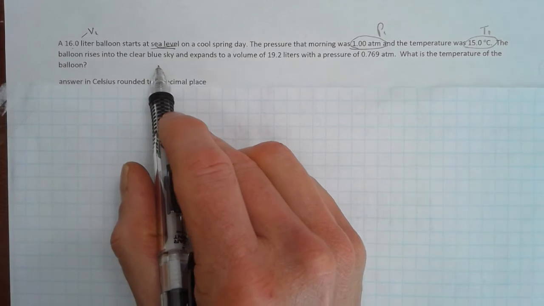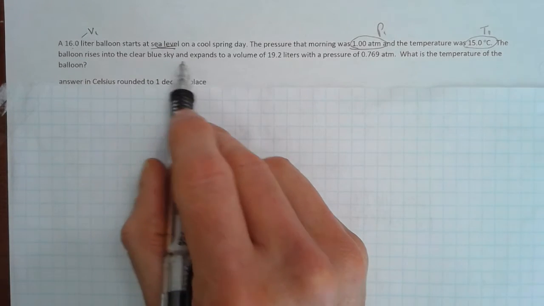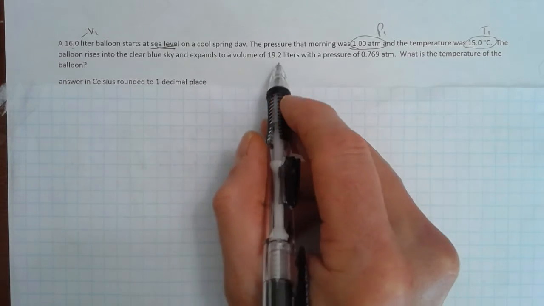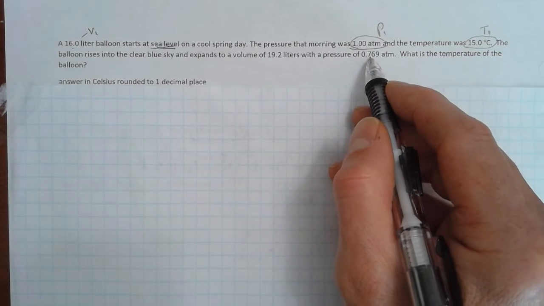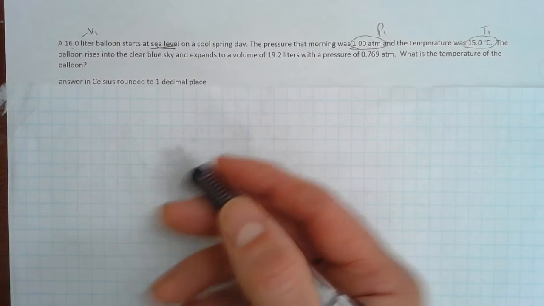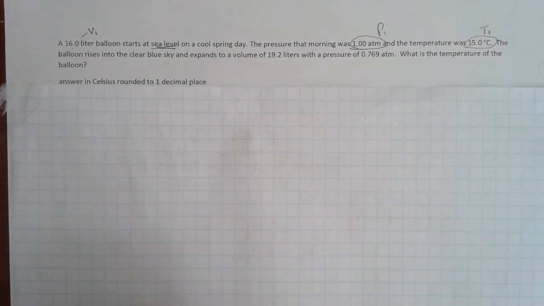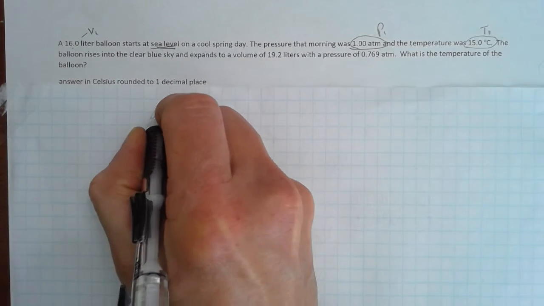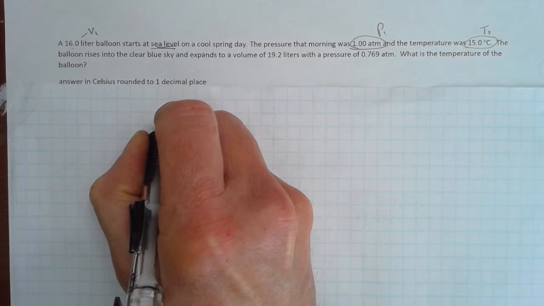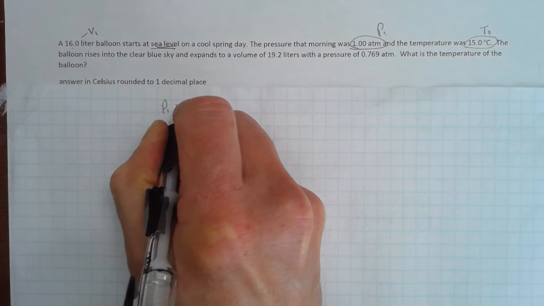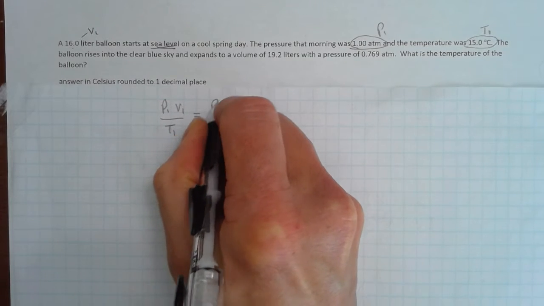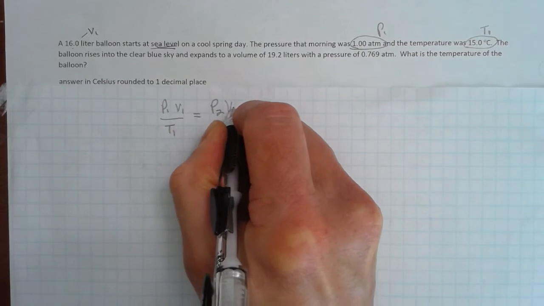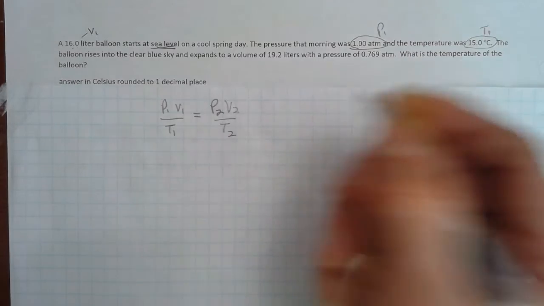so that would indicate a lower pressure than just standard, and it expands to a volume of 19.2 liters with a pressure of 0.769 atmospheres. What's the temperature in the balloon after this has happened? Well, the combined gas law says that P1 times V1 divided by T1 is a constant value, so that will equal any other pressure, volume, and temperature at a later place in time.